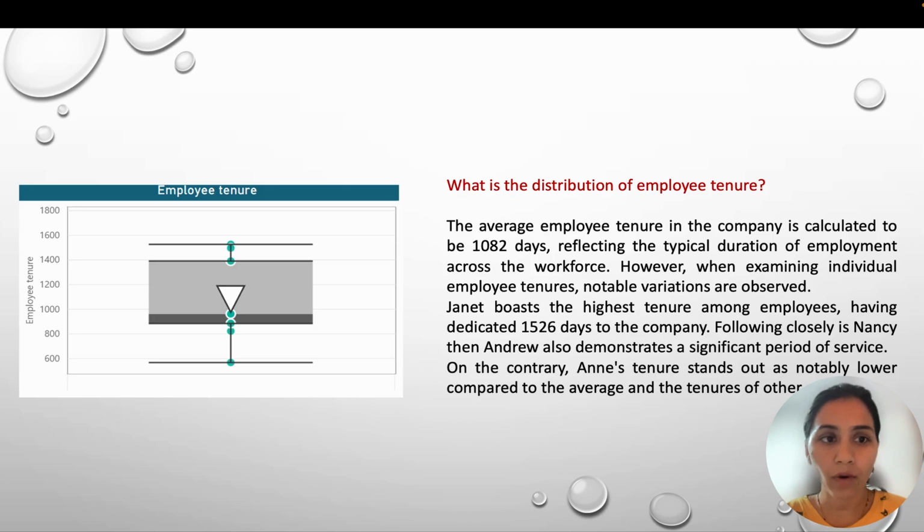The maximum tenure of an employee is 1526 days, and the average is 1082 days. Meanwhile, Annie's tenure is very low, nearly 500.